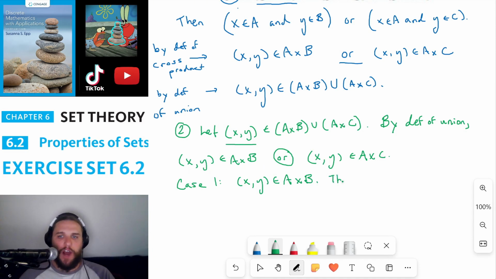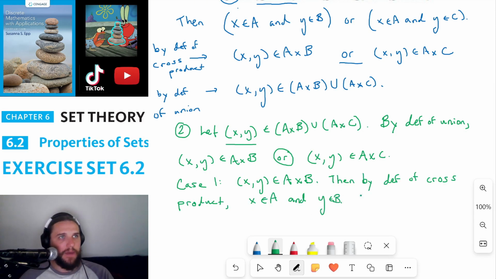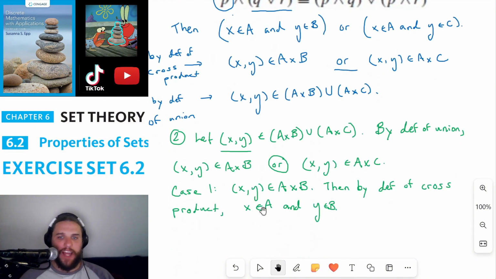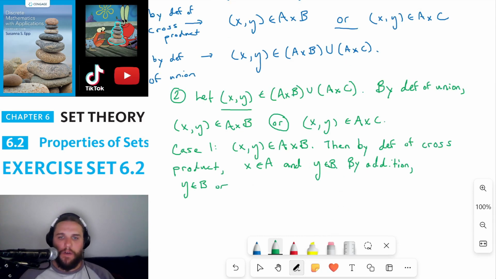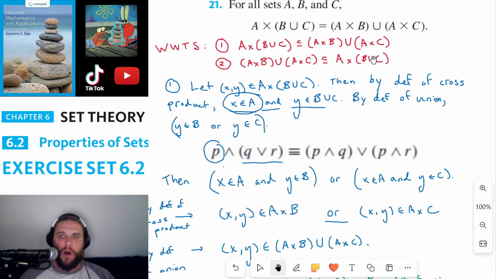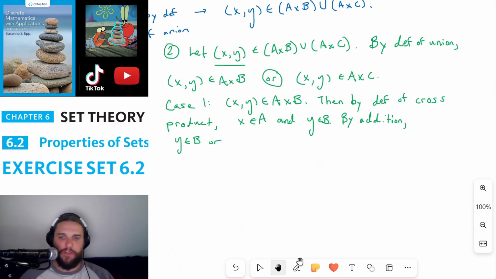We can use the definition of the cross product. X is an element of A and Y is an element of B. The goal here is to show that X is an element of A and Y is an element of B union C. We already have that X is an element of A. We just need the fact that Y is an element of B union C, but we can do that with addition. So by addition, Y is an element of B, and we can do whatever we want here, we're going to want Y to be an element of C as the alternative. So Y is an element of B, or Y is an element of C.